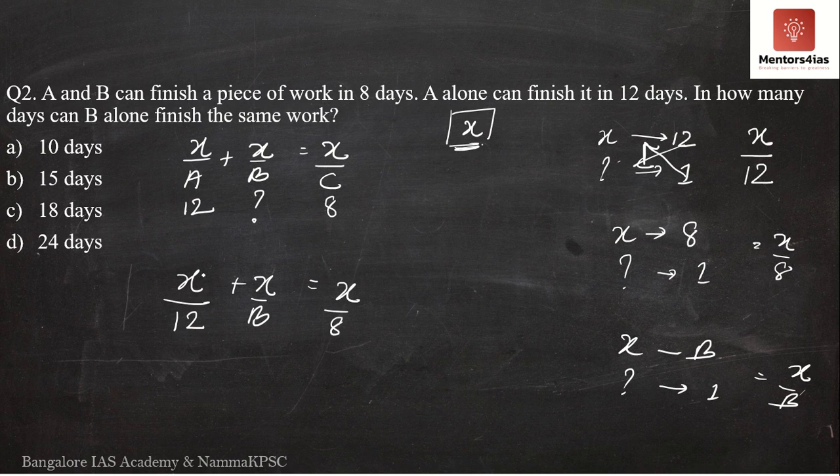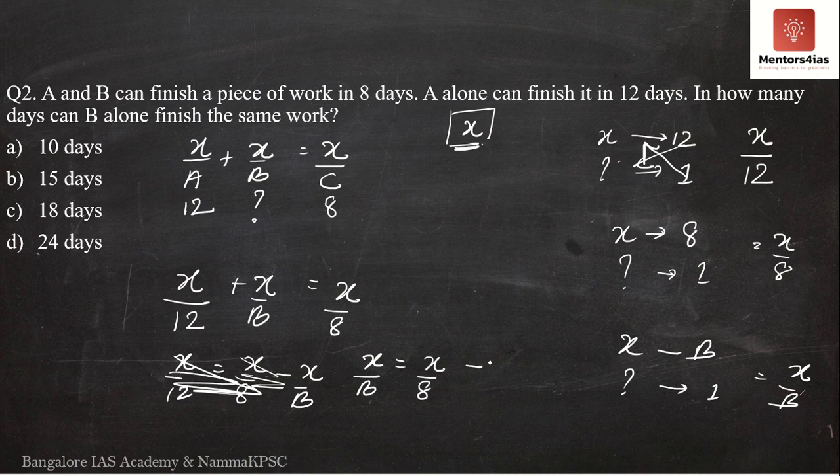I want B. So I will take X by 12 to the other side. So what do I get? I am taking X by 12 to the other side, not X by B, my mistake. So what do I get here? I get X by B is equal to X by 8 minus X by 12. So again, you can take 24 as the LCM and do it, but I always prefer multiplying. Okay, I'll multiply. I get 12x minus 8x divided by 8 into 12.